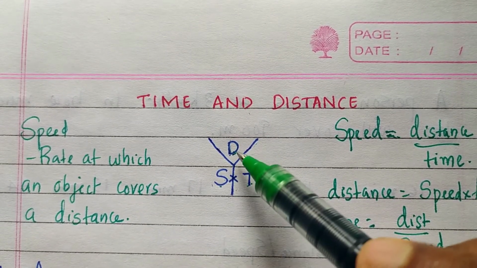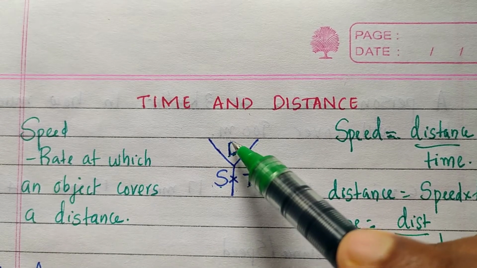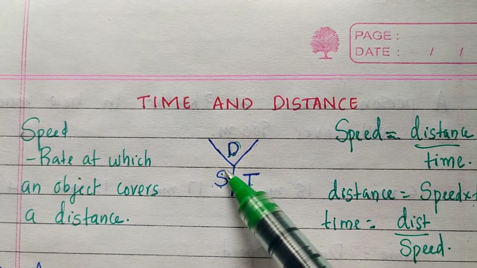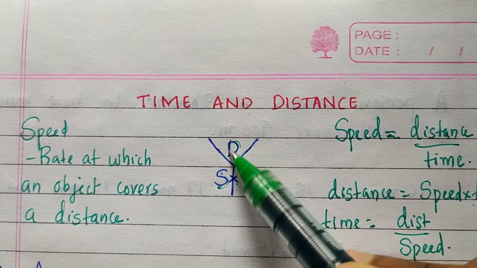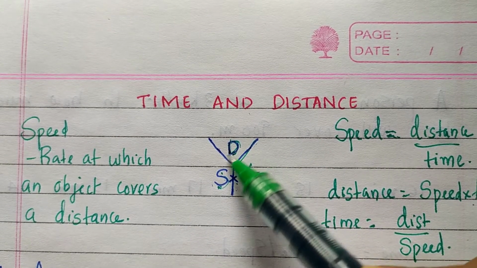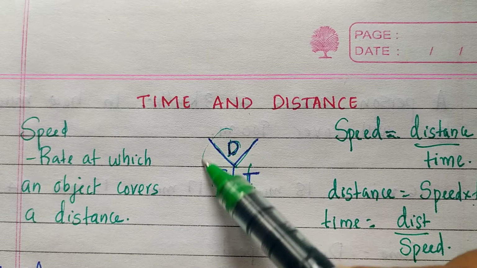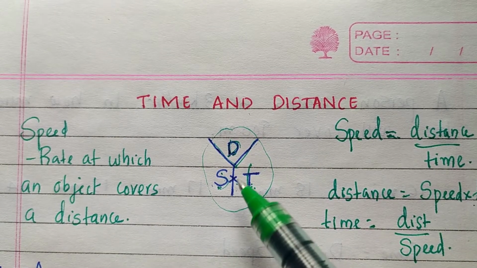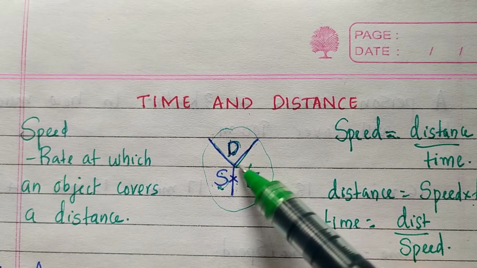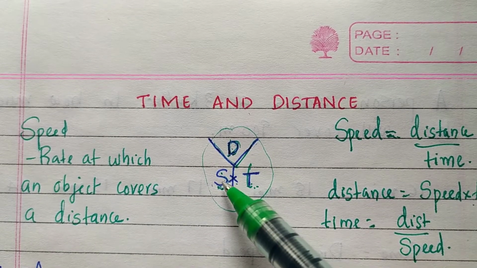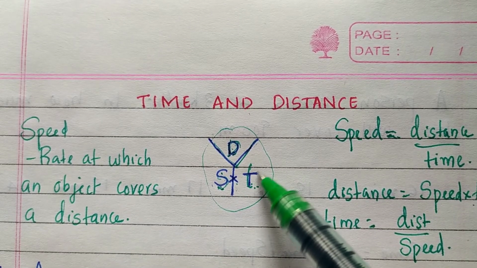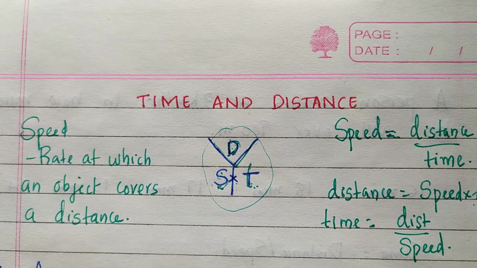So from that we will get the formula for D as speed into time. D is equal to speed into time. Speed is equal to distance by time, or time is equal to distance by speed. So by remembering this Y diagram, we can remember the formula easily. Speed is equal to distance by time. Distance is equal to speed into time. T, or time, is equal to distance by speed.